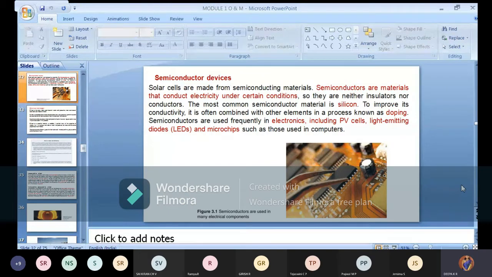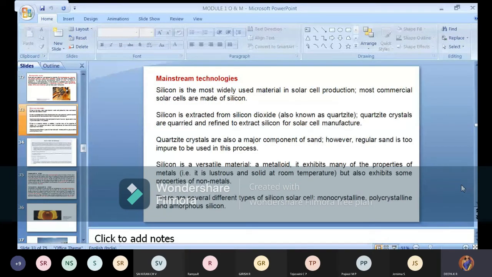Then semiconductors are frequently used in electronics, including PV cells, light emitting diodes, and microchips, such as those used in computers. I think almost nowadays people are still working on some of these topics for betterment. Next, mainstream technologies, which we are using, particularly for PV. We are concentrating only on the PV cell, so we'll see what all we are using. Silicon is the most widely used material in solar cell production. Most commercial solar cells are made up of silicon.